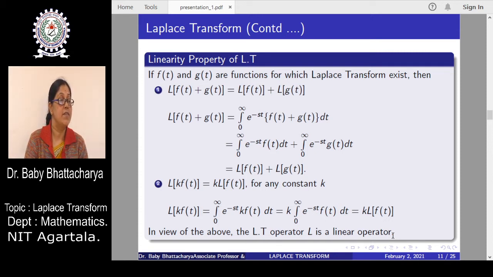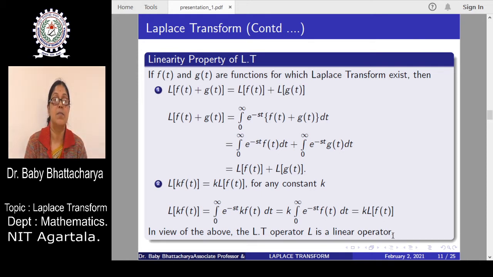So if we consider f(t) and g(t) for which the Laplace transformations exist, then the Laplace transformation of f(t) plus g(t) is nothing but the sum of the Laplace transformations of f(t) and g(t). We can prove this by simply applying the definition. The Laplace transformation of f(t) plus g(t), according to the definition, is the integral from 0 to infinity of e to the power minus st times (f(t) plus g(t)) dt, which is the integral from 0 to infinity of e to the power minus st f(t) dt plus the integral from 0 to infinity of e to the power minus st g(t) dt. It means we have the Laplace transformation of f(t) plus the Laplace transformation of g(t).